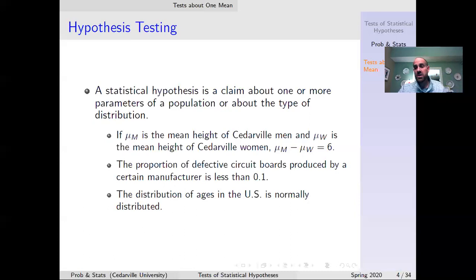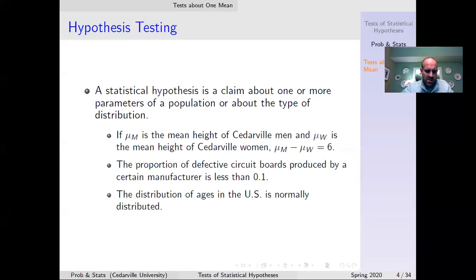And then what I do is I go and I gather data, a sample of men, a sample of women, and I compute statistics from that, and I see if that statistical data comports with that hypothesis. Okay, if I computed it and ended up getting a sample mean difference for men and women that was like 0, then that starts to make me think that, oh, maybe that wasn't a very good hypothesis. So I probably should reject that.